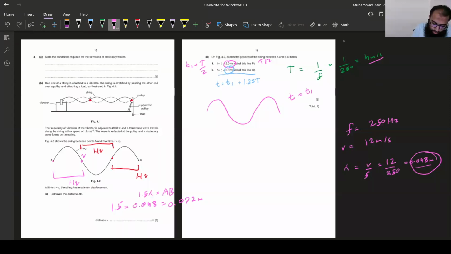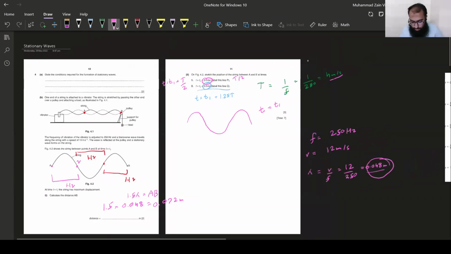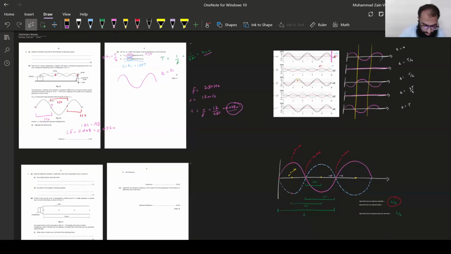Now, how do we solve this? How do we draw the position of this thing at these times? For this, you need to refer to this graph, which I just showed you guys in the beginning. When a quarter time period has passed, the wave would become from this to this. So this is how my wave changes.